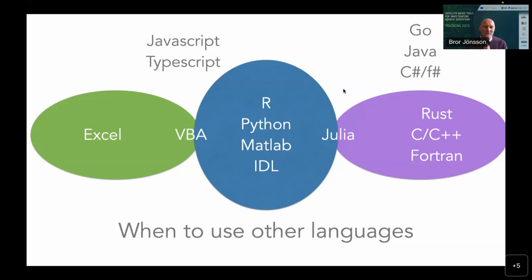JavaScript and TypeScript is being used for tons and tons of stuff, but it's not that commonly used within science. Neither are Go, Java, or C# or F#. They're good languages, but we tend to not end up using them for our purposes. And then, as I said, Python is this kind of jack of all trades.